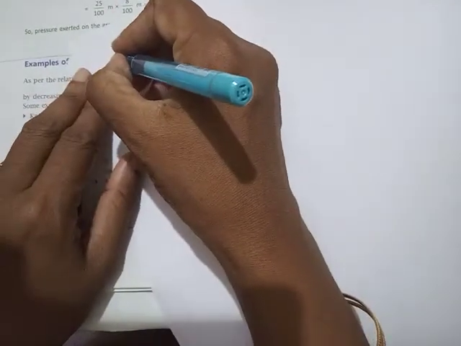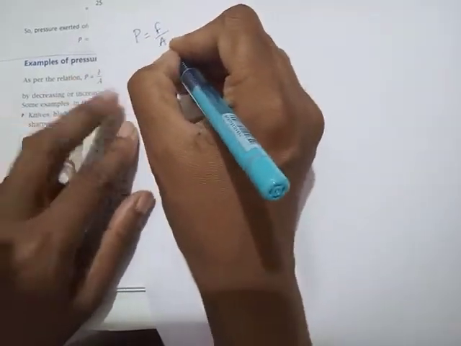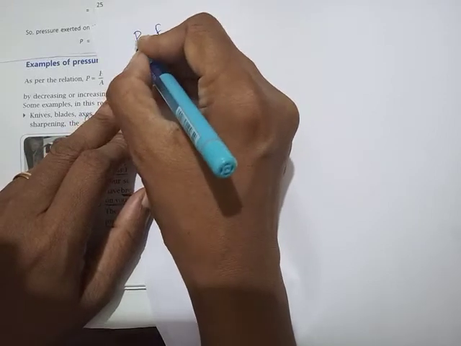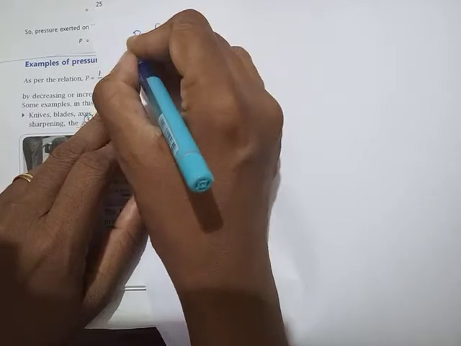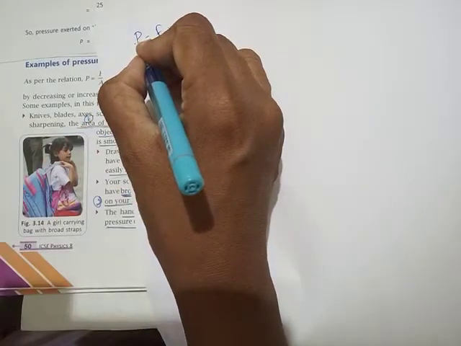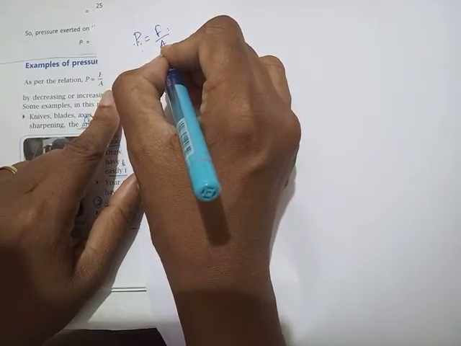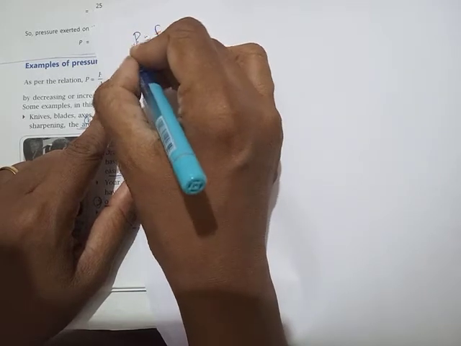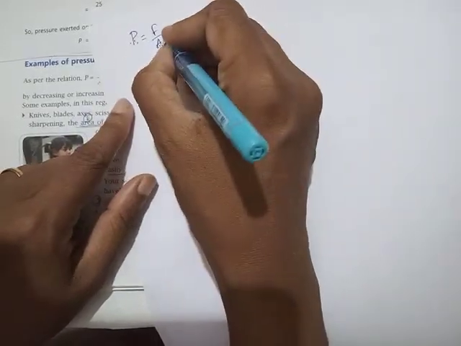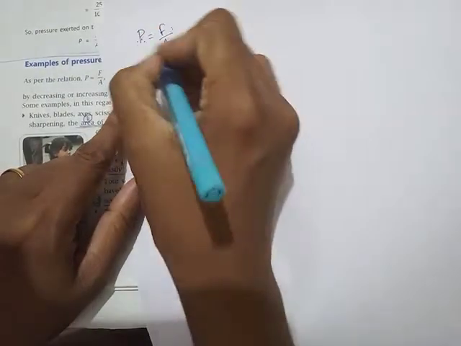One is, pressure is force upon area. So what are the two factors affecting pressure? We said pressure is directly proportional to force. That means if force increases, pressure increases. If force decreases, pressure decreases. Second, pressure is inversely proportional to area of cross section. That means if area increases, pressure will decrease, and if area decreases, pressure will increase. Now, this is what is used in all these applications.